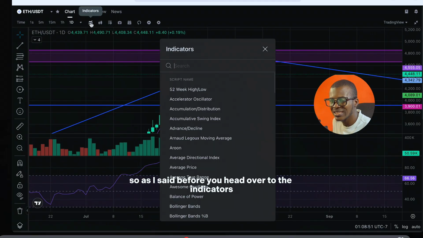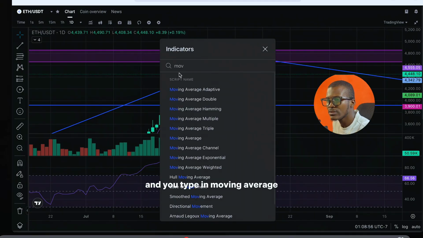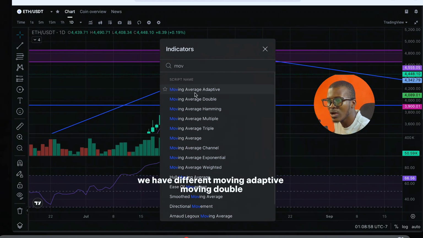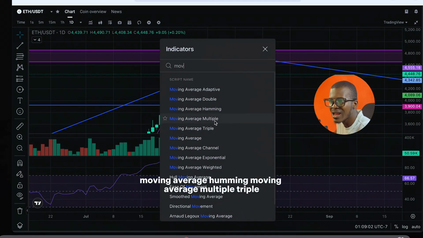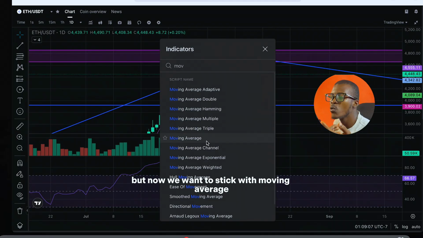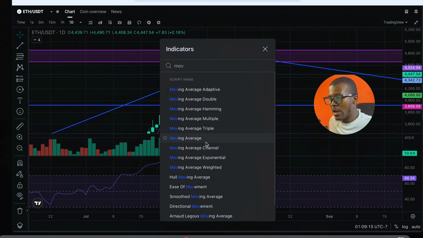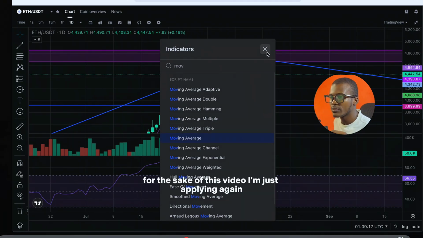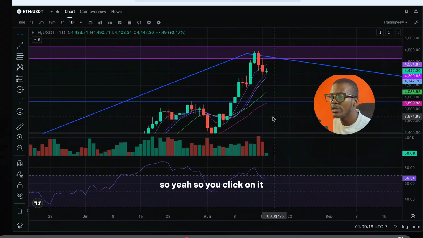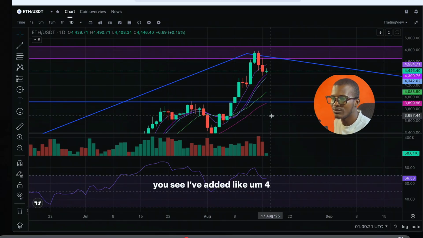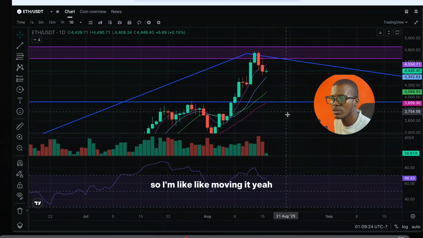The second indicator that we want to apply is the moving average. As I said before, you head over to the indicators and type in moving average. You can see it will show different ones: adaptive moving average, double moving average, Hull moving average, multiple, triple. But now we want to stick with the moving average. I've already applied moving average on my chart, but for the sake of this video, I'm applying it again. You click on it, and I've added four.